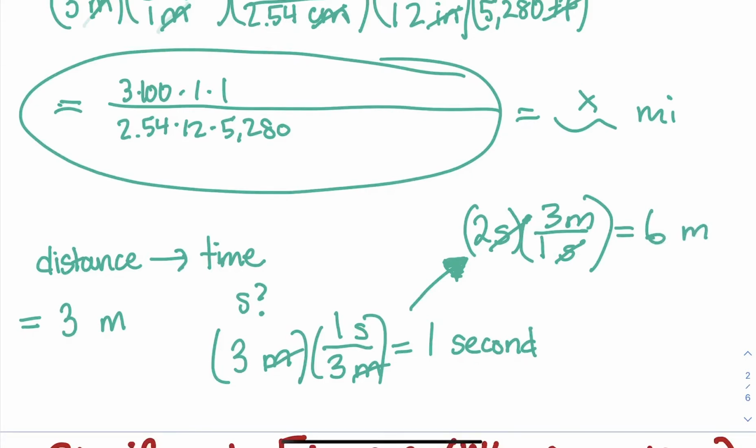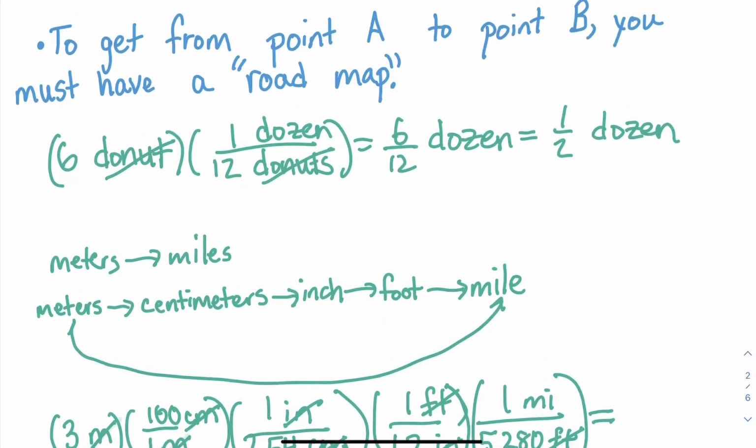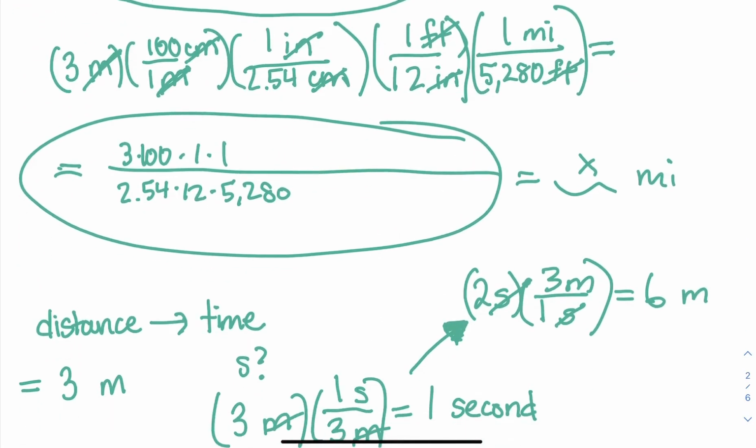So it's really important here just to make sure that we have a roadmap of where to go, and it's important to make sure that we're being consistent with our units throughout. In other words, I'm making sure that I can cross off a unit before I move on to another one.